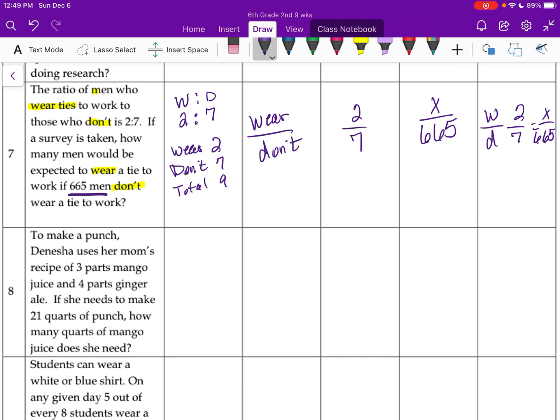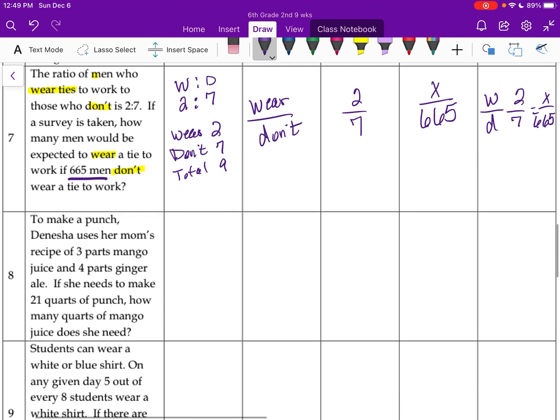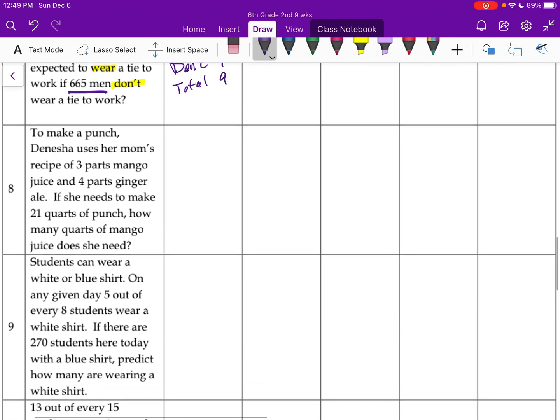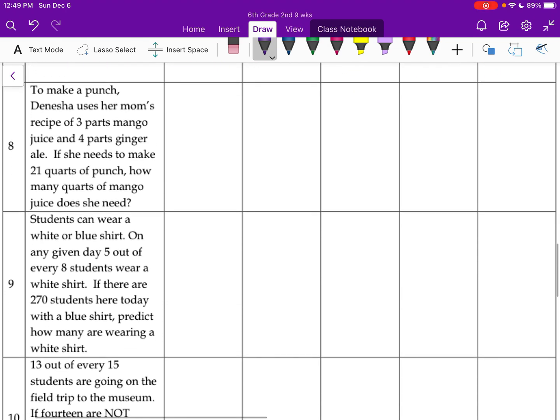I hope you're getting the hang of this. All right, let me just explain something real quick in the next question before you try to do it by yourself. It says, to make punch, Denisha uses her mom's recipe of 3 parts mango juice and 4 parts ginger ale. So these words right here, parts. Those parts could be whatever you have.